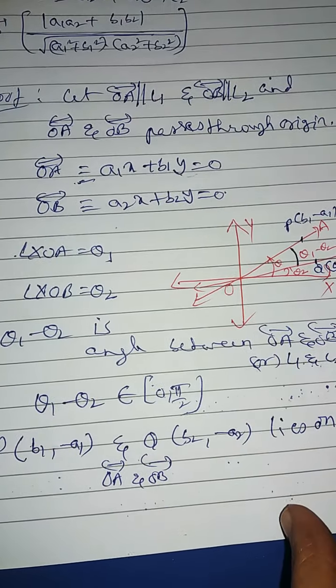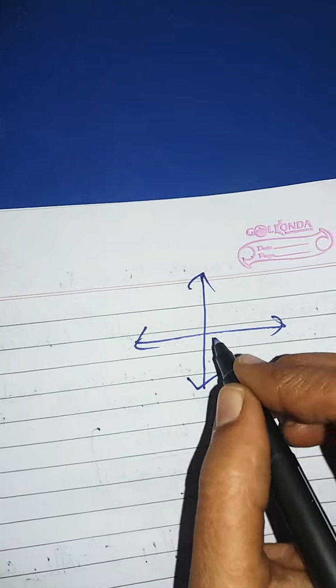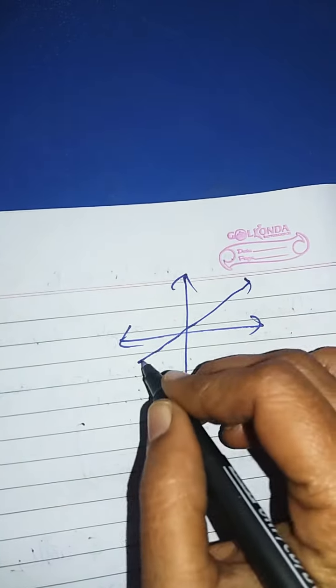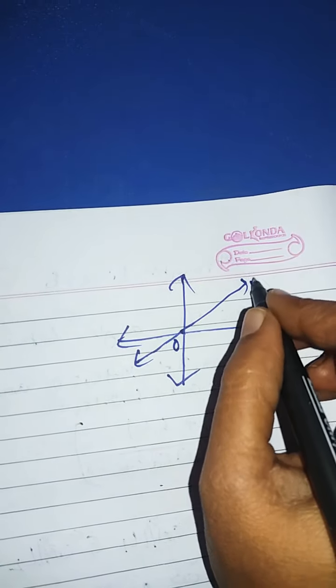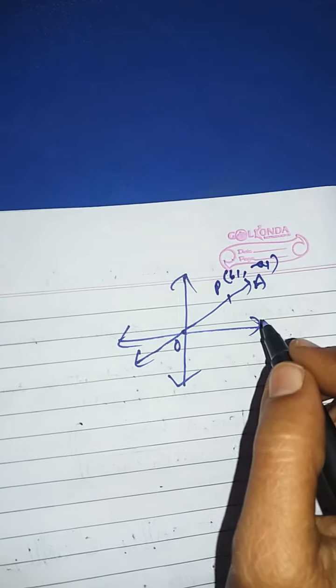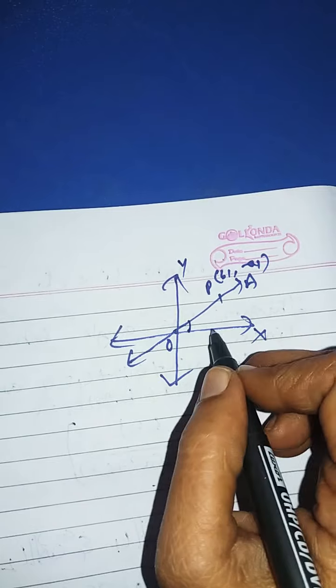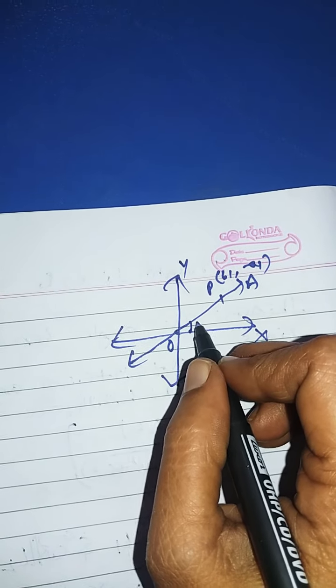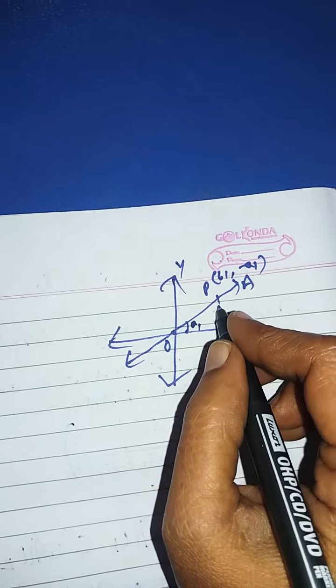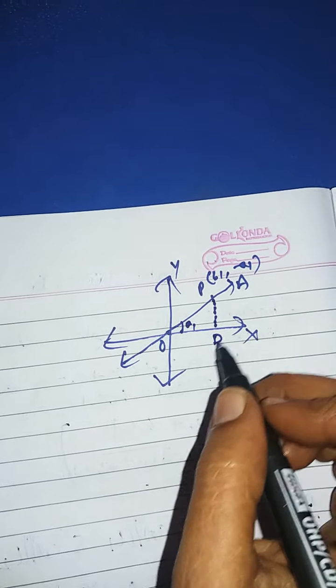Now I will go to construct one figure. See, I am taking the coordinate axis with only one line, that is OA line, and point P (B1, minus A1) lies on OA line. This is x-axis, y-axis, and the angle made by this OA line with x-axis in anti-clockwise direction is theta 1. Now from point P draw a perpendicular PD on x-axis.